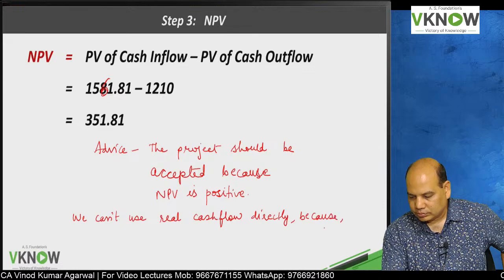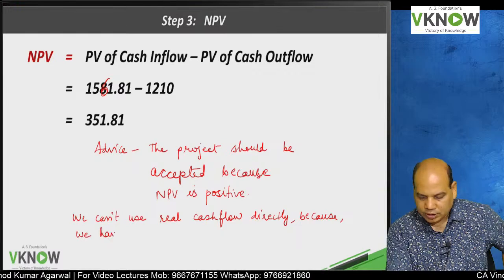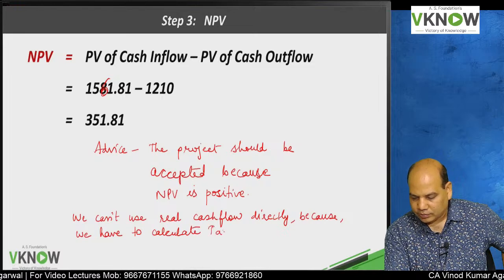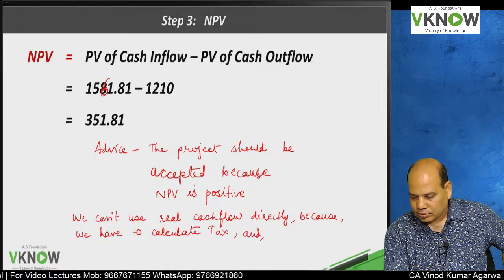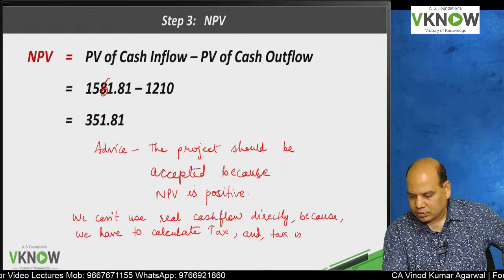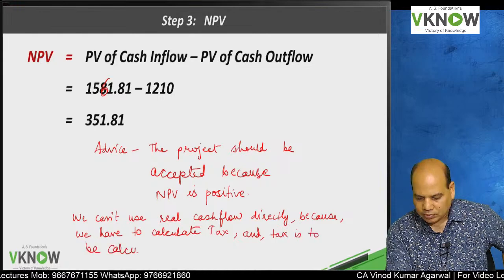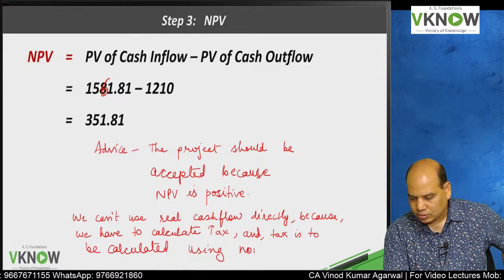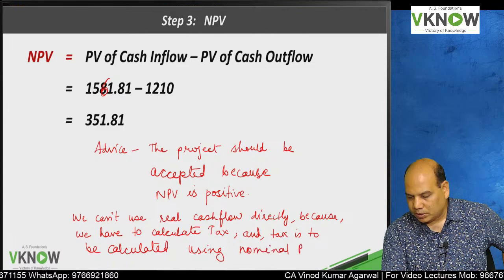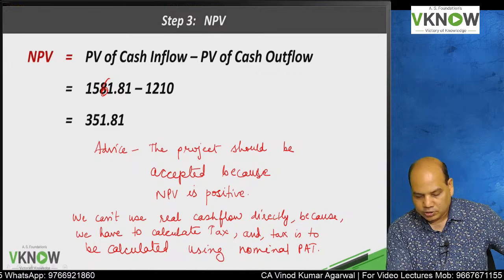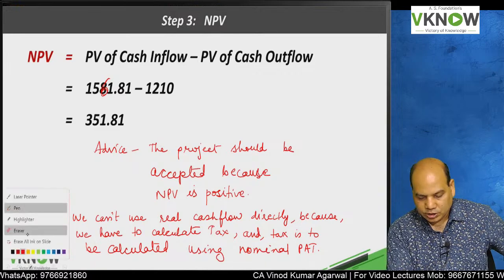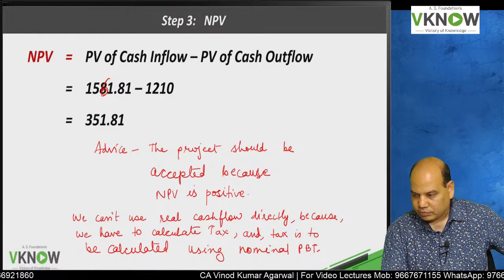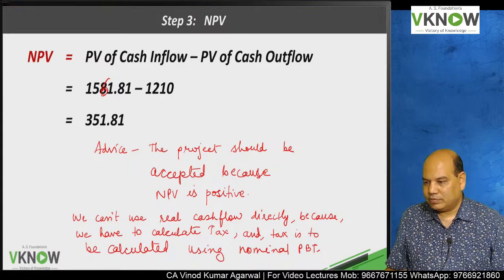Because we have to calculate tax, and tax is to be calculated using nominal PBT, because government will not accept tax based on real PBT, right?